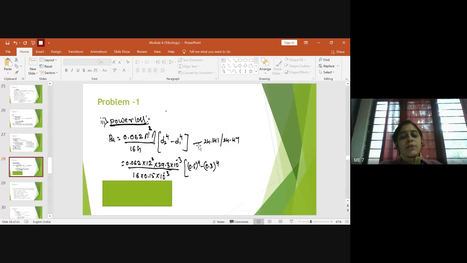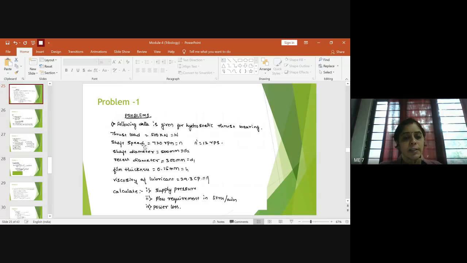Here you need to substitute the values. 0.062 is a numerical constant. n dash whole square. If it is small n, that is the speed in terms of RPM. If it is n dash, then you need to convert the given speed into RPS, meaning you divide the given speed by 60. The shaft speed here is given as 720 RPM. If you divide 720 by 60, you get 12 RPS.